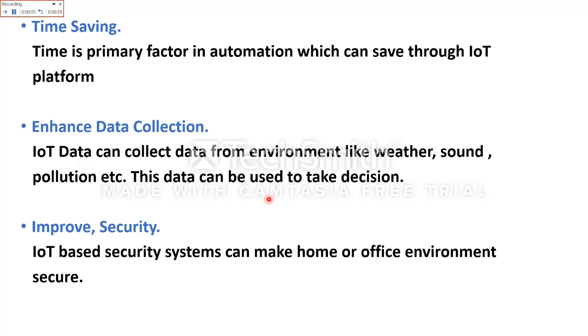So data can be used to take decisions. Once data gets collected into the system, data gets processed by the IoT processor, and then the system can take decisions about the utilization of resources.